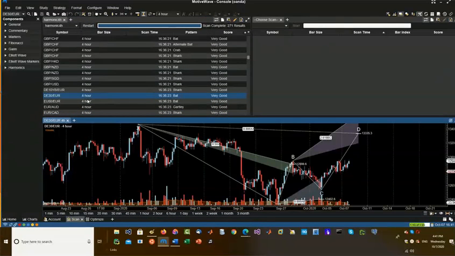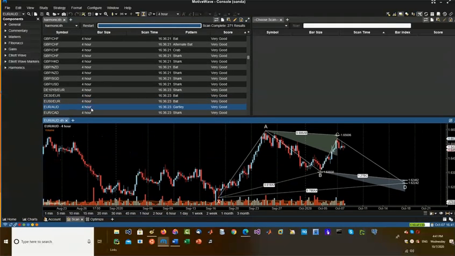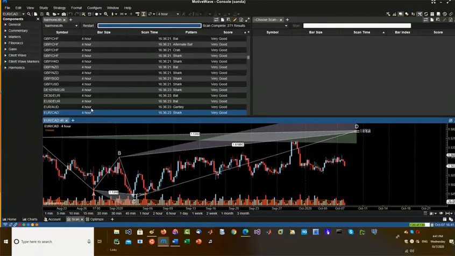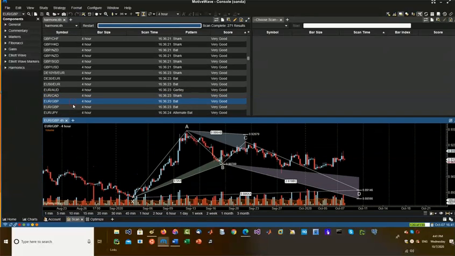And then we got the German 20 euro. We don't have this. That's good. We don't want that. That's a short. Euro against the Canadian. No, we don't want that. Euro against GBP.